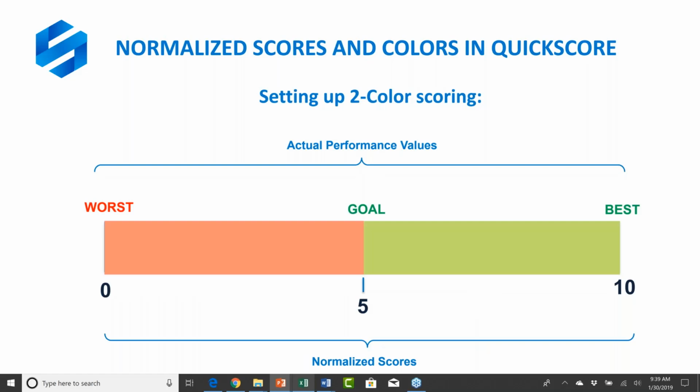And then lastly, setting up a goal, what we call two-color scoring. The difference here is that you're not just defining a goal, but you're also defining, like we did in the 3-color scoring, a worst value and a best value to be assigned to the normalized 0 and the normalized 10. But be aware that the goal does not always have to sit directly in the middle. The goal will always be assigned a normalized score number of 5, but there may be situations where you want to push that goal further towards best, or you want to bring that goal further back towards worst. In either case, the goal that you define will be assigned to the normalized score of 5, but it's your choice what that actual value number should be.